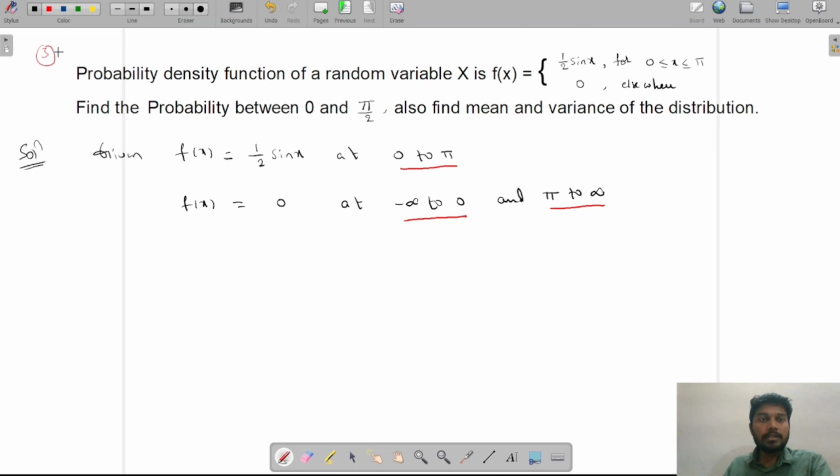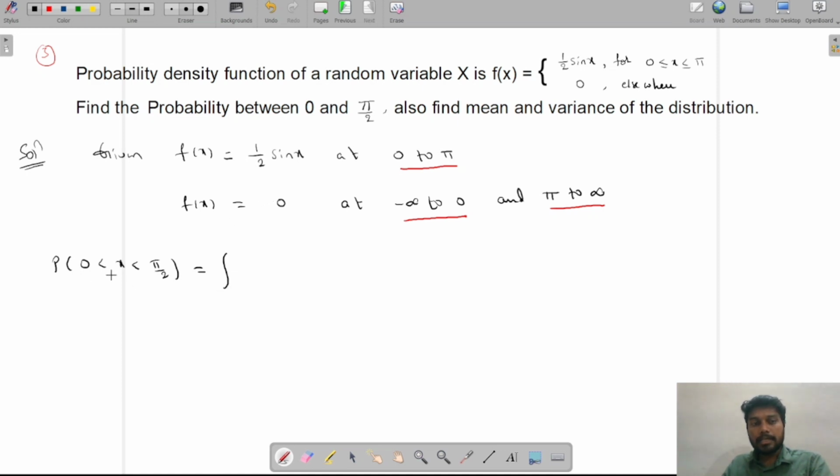So now we'll solve the first question. What is the first question? The probability between 0 and pi by 2. So I can denote it as p of 0 less than x less than pi by 2. In the previous lecture, we found the probability of x values between 0.1 and 0.2, and 0.5 to infinity. How did we denote it there? We denoted it as an integration from 0.1 to 0.2, right?